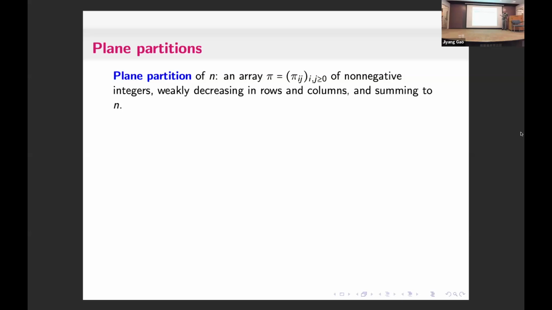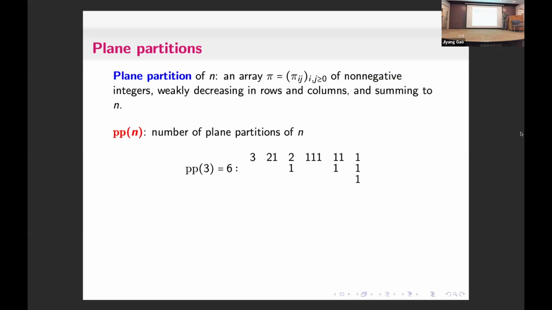planar array, pi ij, i, j greater or equal to 0, of non-negative integers, weakly decreasing in rows and columns, and summing to n. PP(n) will be the number of plane partitions of n. So here are the 6 plane partitions of 3. Rows and columns are weakly decreasing, and there are infinitely many zeros, completely erased, not all the way.